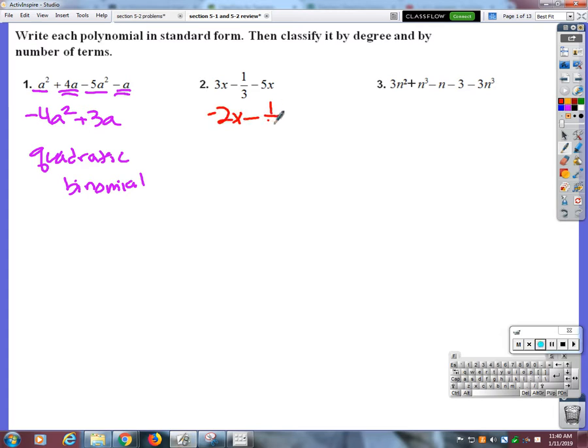Good. Negative 2x minus 1/3. So she just combined the 3x and the negative 5x and got negative. Yep. And then that means that this is a linear binomial. Remember on the quiz that we had on Tuesday, some of you wanted to say that this was constant because there's no exponent, but it is x to the first power. We just don't write that 1.